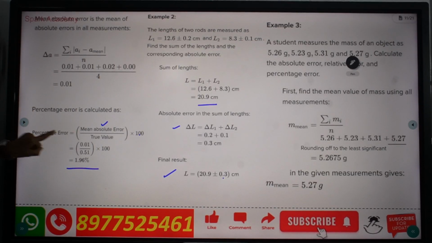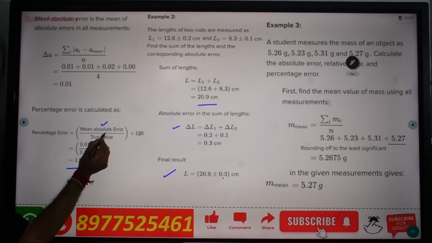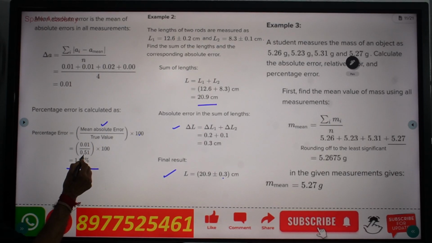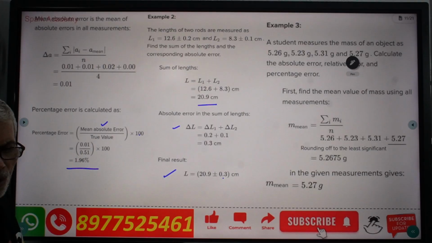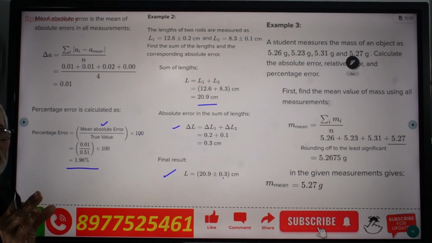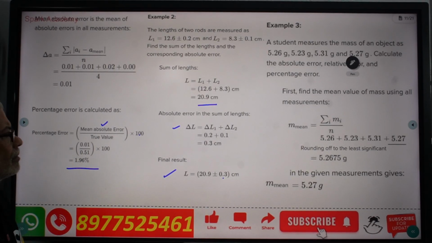Then percentage error is nothing but mean absolute error divided by the true value, the average value you got initially, into 100. So 1.96% error is there. Now if it is within the tolerable limit of that instrument, then it is okay, fine.